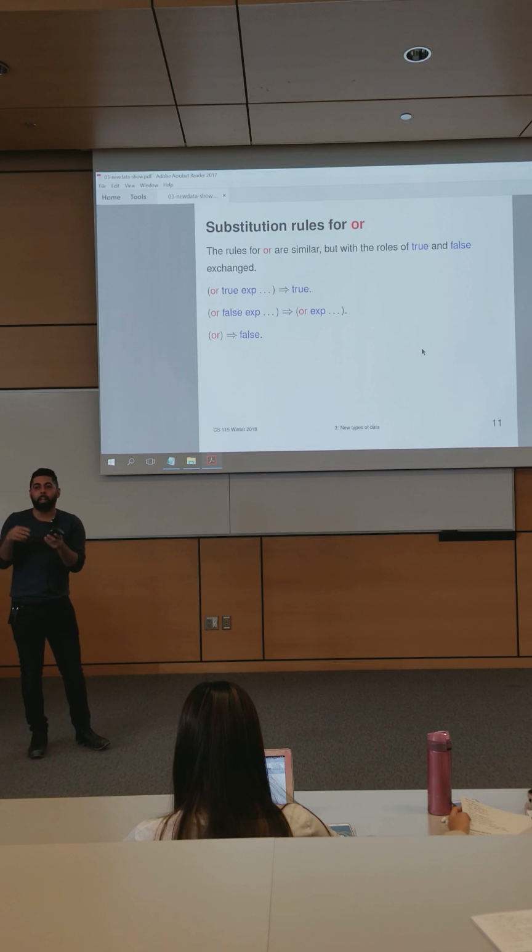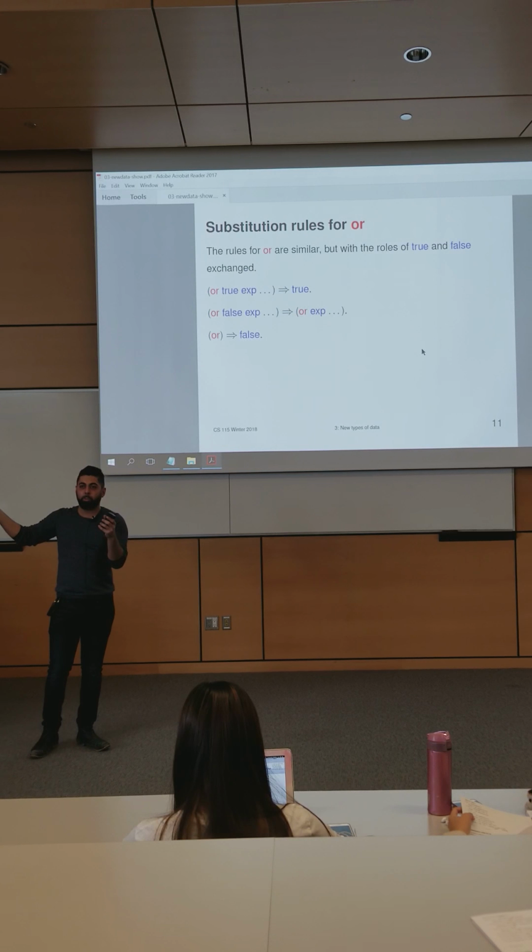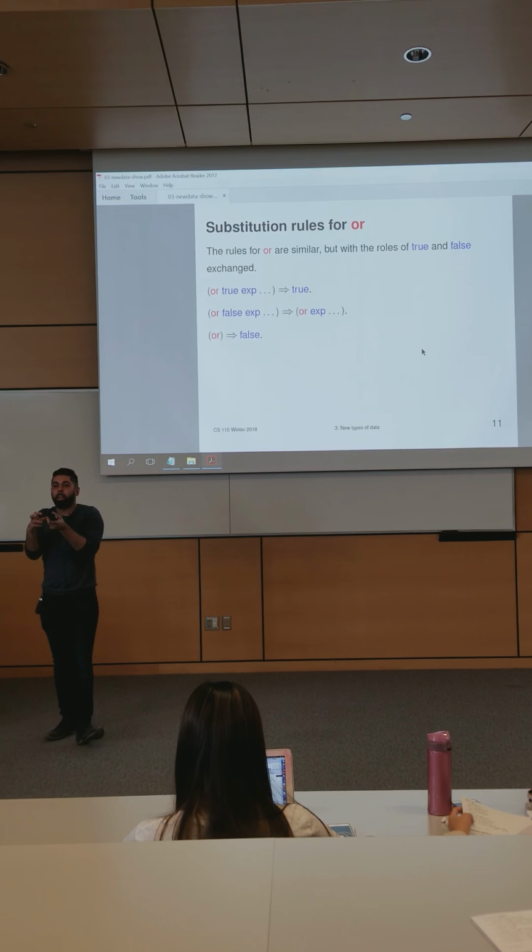Because what happened? With or, it's like, or false, followed by a bunch of expressions. You get rid of that false, you look at the next ones. Next expression, if that's false, you get rid of it, you look at the next ones. You keep doing that until you're finally left with no other expressions, and then you just return false. And if you ever find a true throughout any of that, you return true.